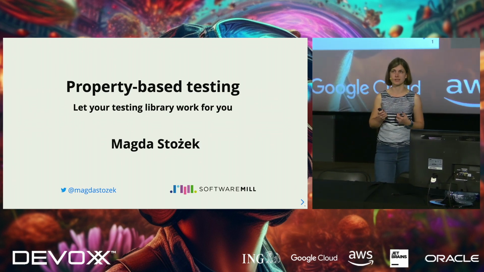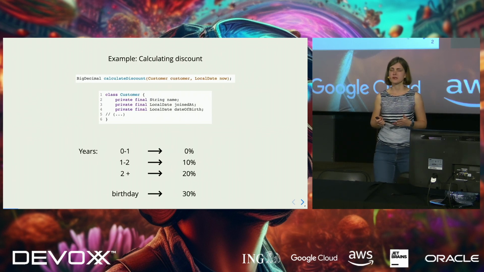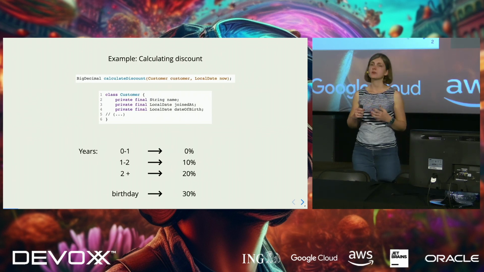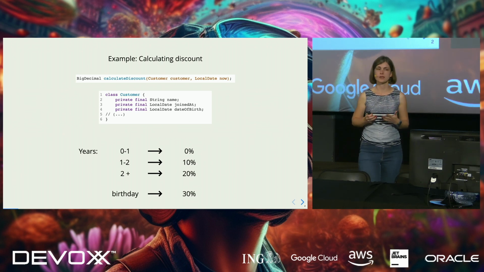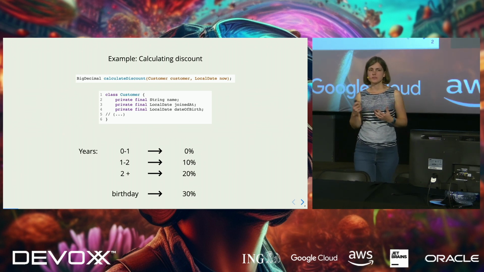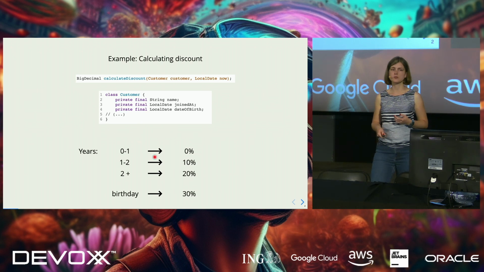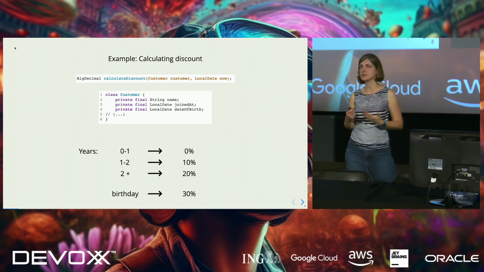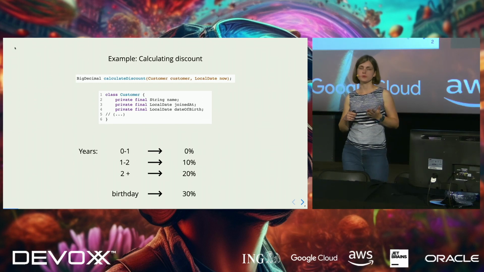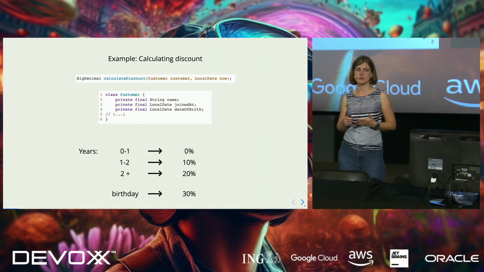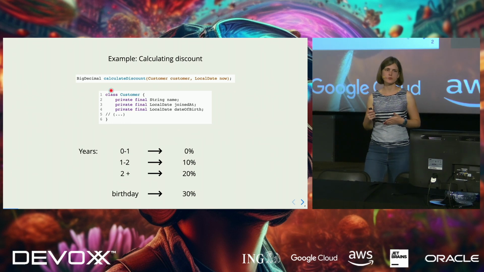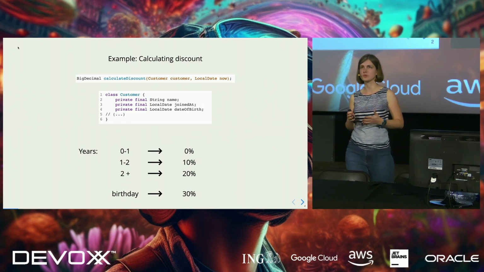So let's start with an example. Let's say that we have some code that we would like to test. It's our business method which calculates a discount for our customers. So the logic inside that I want to show here is that for a customer who has been with us for between 0 and 1 year, so less than 1 year, they don't get a discount. If they're with us for between 1 and 2 years, they get 10% discount. And if they're with us for over 2 years, then they get 20% discount. The method returns a big decimal, so we encode it as 0.2 and so on.